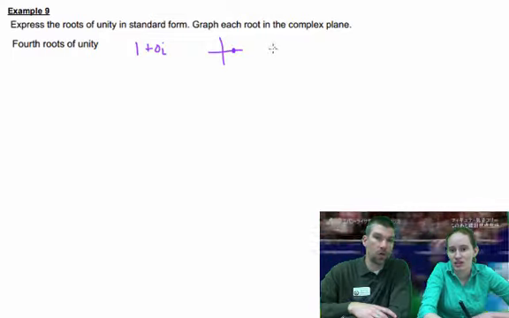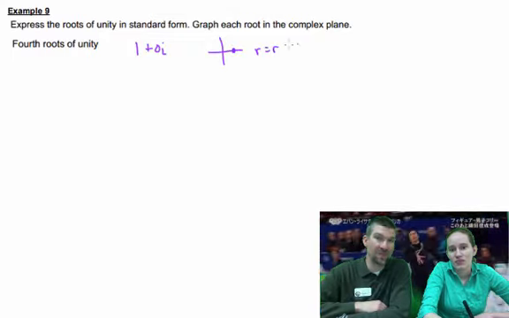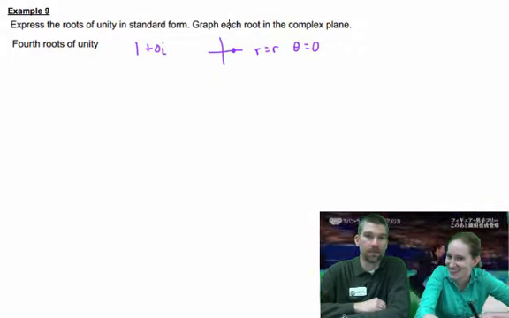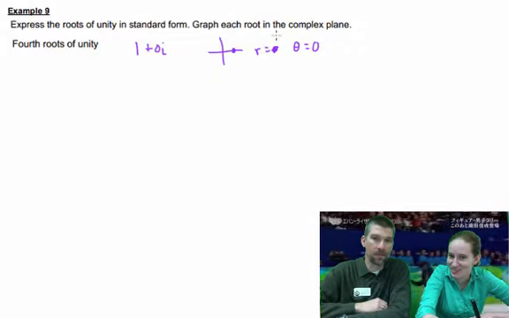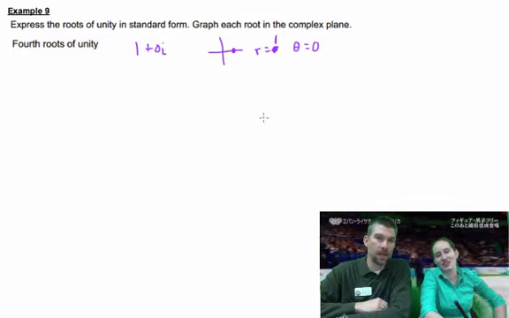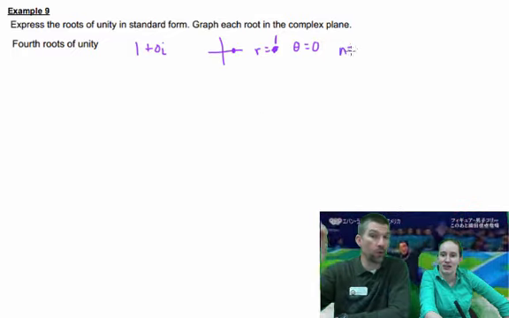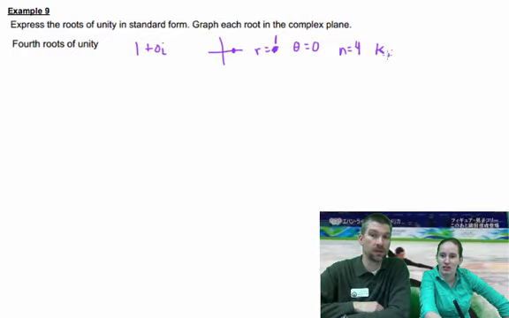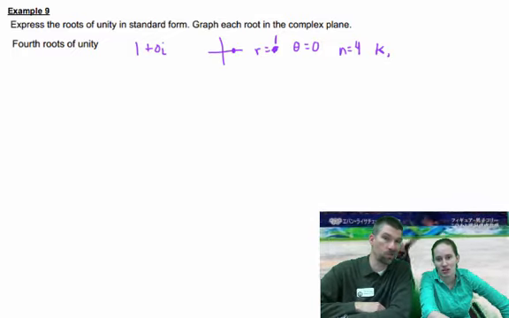1 is over here, so r equals 1. Theta will be 0. R equals 1, theta equals 0. And in the fourth root of unity, n is 4, and k is going to be 0, 1, 2, and 3. There's a comma there.